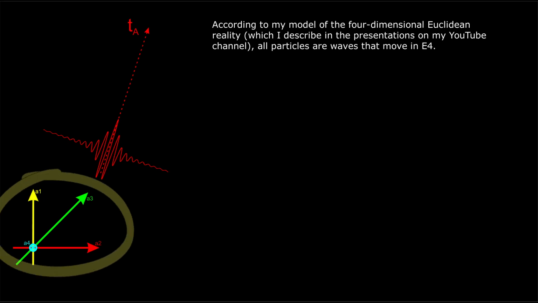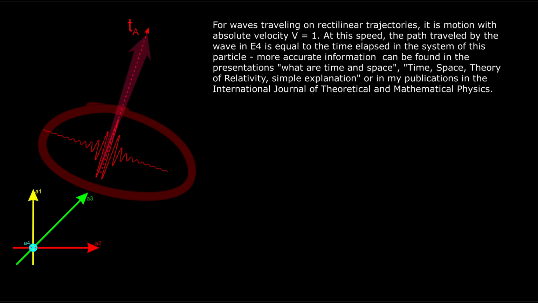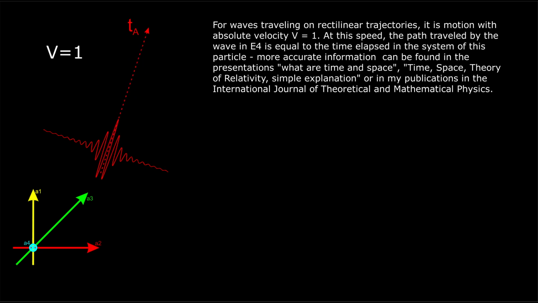According to my model of the four-dimensional Euclidean reality, which I describe in the presentation on my YouTube channel, all particles are waves that move in E4. For waves traveling on rectilinear trajectories, it is motion with the absolute velocity v equals 1. At this speed, the path traveled by the wave in E4 is equal to the time elapsed in the system of this particle. More accurate information can be found in the presentations What are Time and Space? Time-Space Theory of Relativity Simple Explanation, or in my publication in the International Journal of Theoretical and Mathematical Physics.